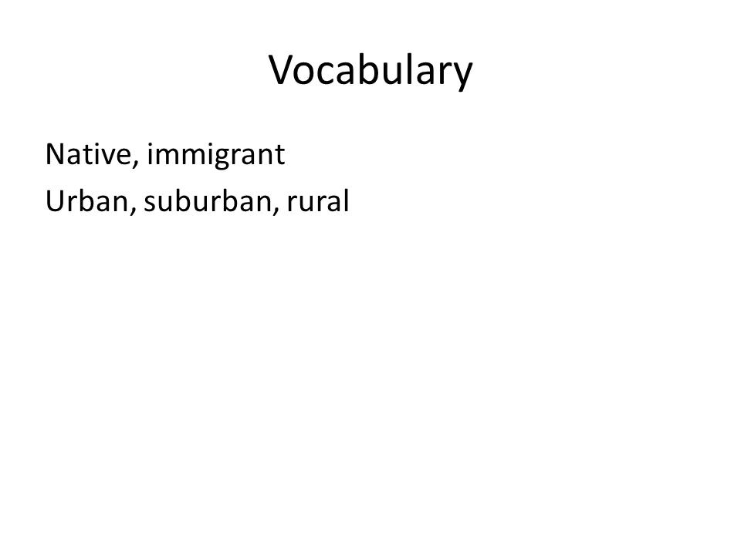Some new vocabulary, which is probably not really new to most of us. It talks about the difference between native peoples and immigrants. And then as far as population density and environment, it talks about urban, suburban, or rural.